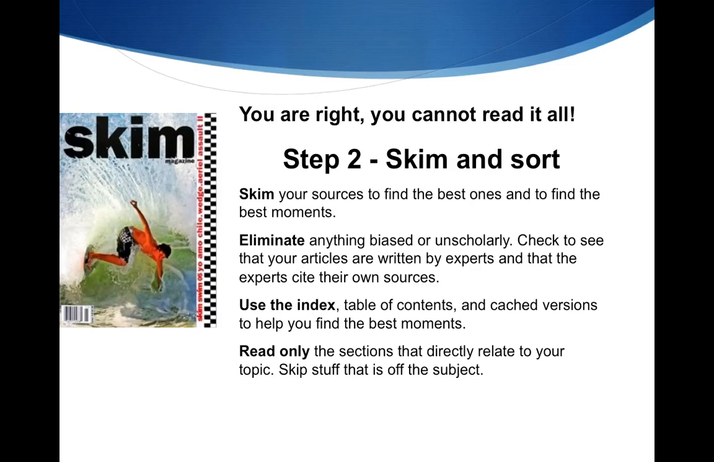Step two, you've got to look through the paperwork and skim it. Nobody expects you, certainly not me, to read every single thing that you find from cover to cover. That's just not realistic. So what you want to do is skim through your sources and find the best ones, put them in one pile, and eliminate stuff that you know is unscholarly, biased, out of date, or has something wrong with it. Whatever the problem is, put that in the definitely-not-using-it pile. If you're not sure where it fits, use the index, use the table of contents, look at the little abstract that's on the top of a lot of articles that gives you a sense of what's in it, and read the sections that relate to your topic and skip the stuff that's off topic.